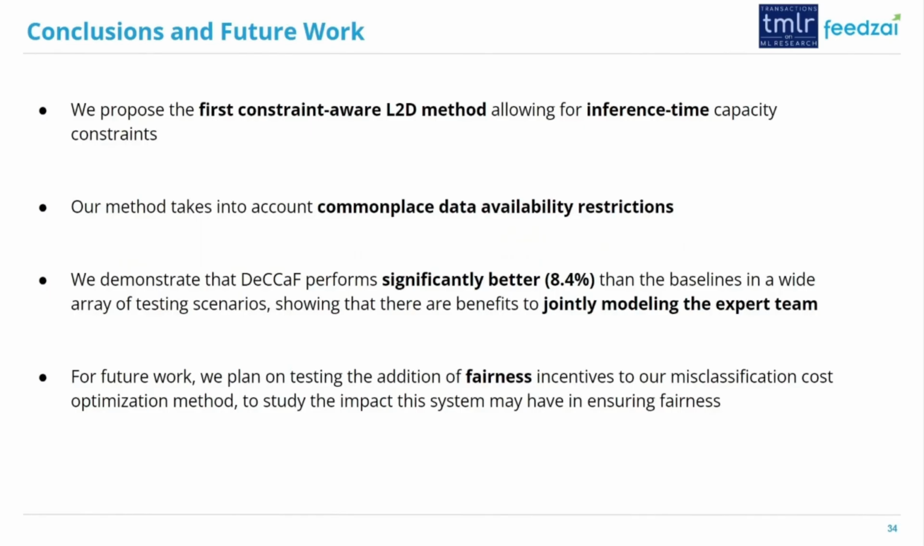To conclude, we have proposed the first constraint-aware learning to defer method that allows for inference time capacity constraints. Our method takes into account commonplace data availability restrictions and cost-sensitive scenarios. We also demonstrate that our method performs significantly better, reducing the misclassification cost by 8.4%, than the baselines in a wide array of testing scenarios, showing that there are benefits to jointly modeling the expert team.